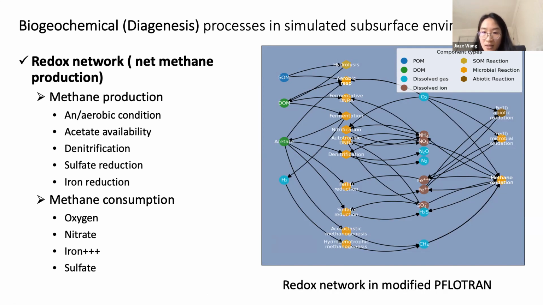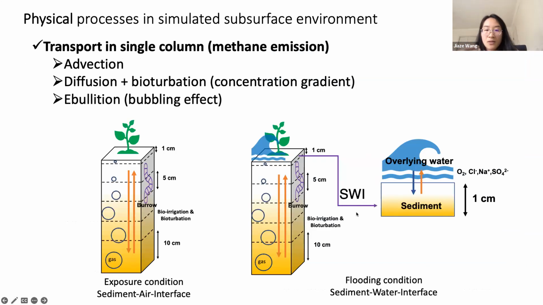And I also want to say that this model framework is designed for a subsurface environment. It's not for the water. So it includes methane production and methane consumption, and also sulfate reduction and denitrification. And because I'm looking at the methane flux, I include different types of gas species like nitrous oxide, nitrogen gas, hydrogen sulfide, and CO2. I didn't list them in this figure, but they are in the model. And the physical processes in the model include advection, diffusion, and bioturbation.